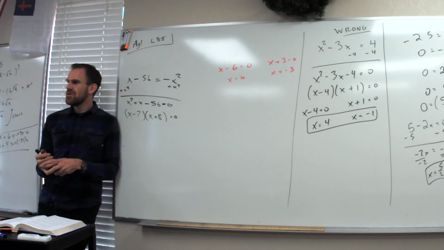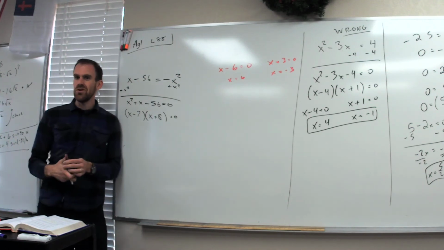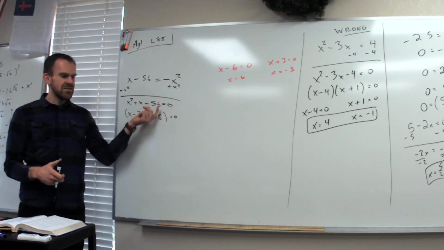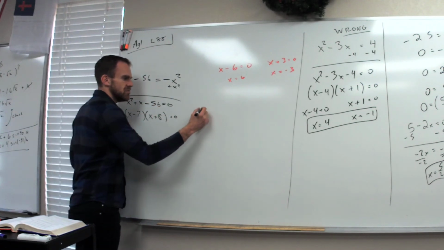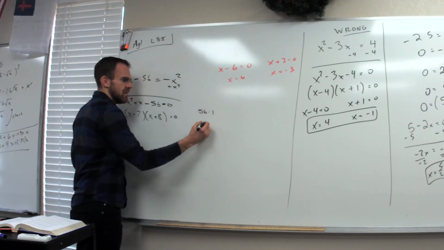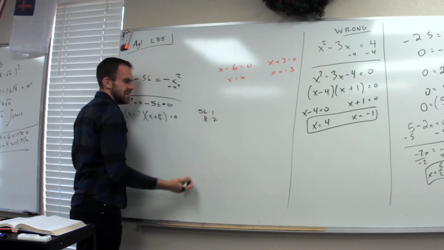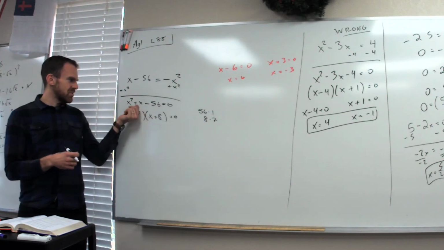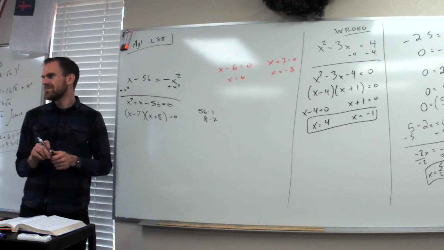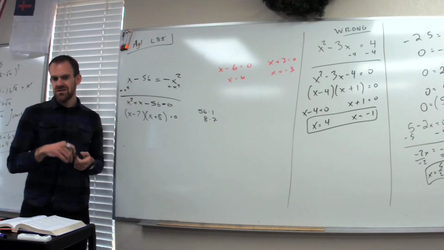Many of you lost points on your exam because you didn't show work on these. How could I show work? I'm going to write out the things that multiply to make 56. It would be 56 times 1, 8 times 7, and that's it. Write those out, see which one gives you 1. Go from there.